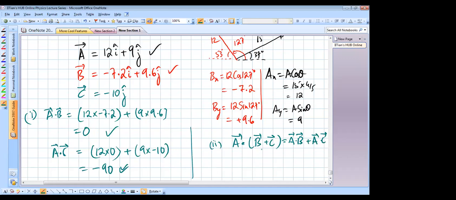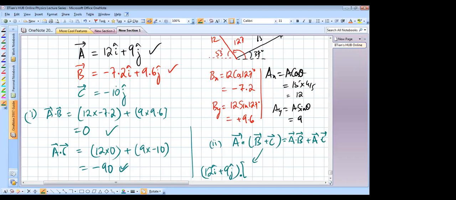Or if you like, you can first calculate this also. You can also do it this way: this is 12 I cap plus 9 j cap dot product with, now just do B plus C. So B plus C over here you can see will become 12 I cap minus j cap. Sorry, B plus C. So on that we are adding this and this.